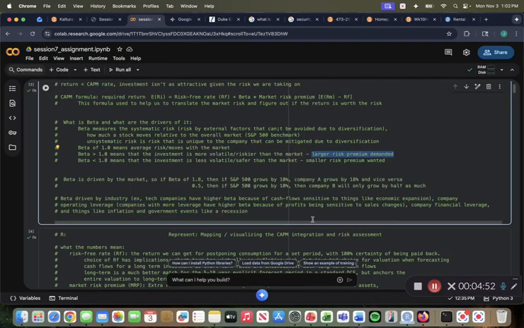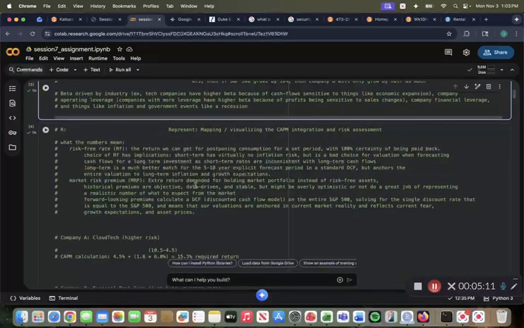So if a company has more leverage, it'll have a higher beta because of profits being sensitive to things like changes in sales. Same thing with company financial leverage, when they have leverage over their finances, and also things like inflation and government events like recession. So that's the define and discover stage.